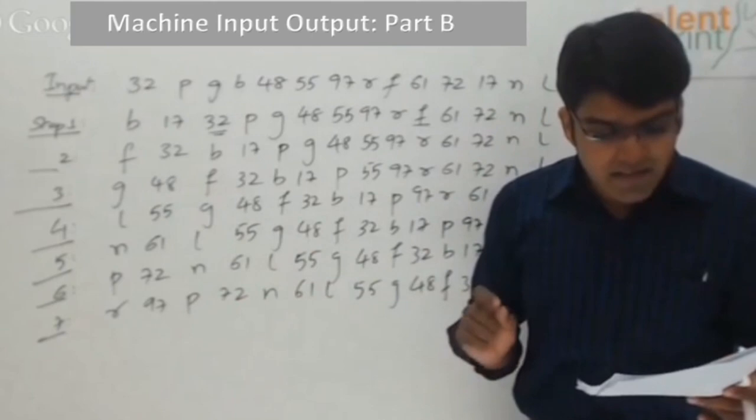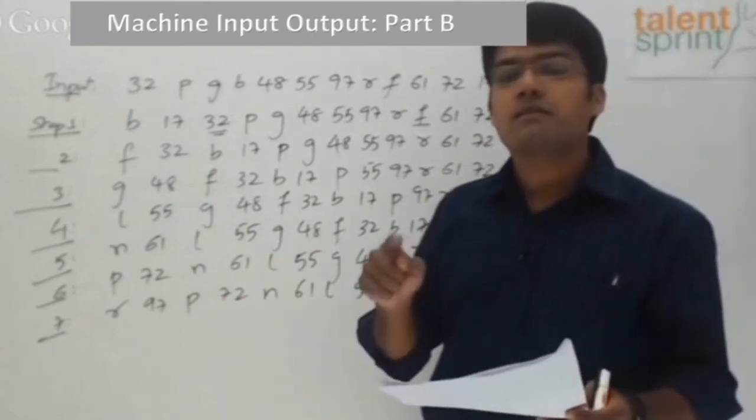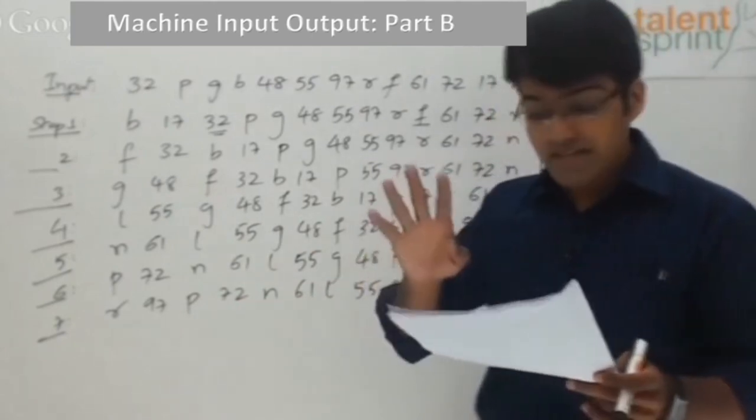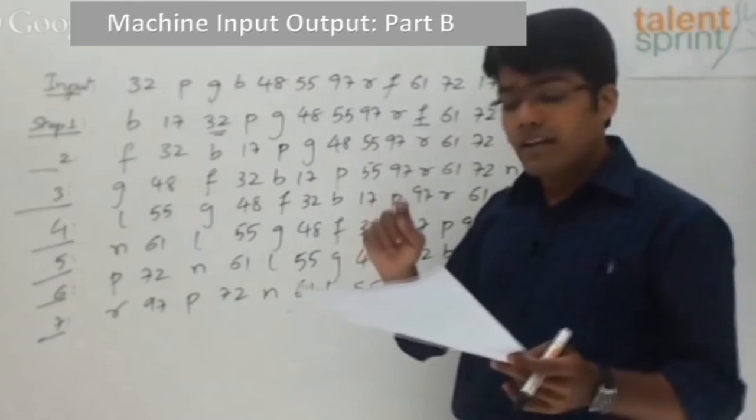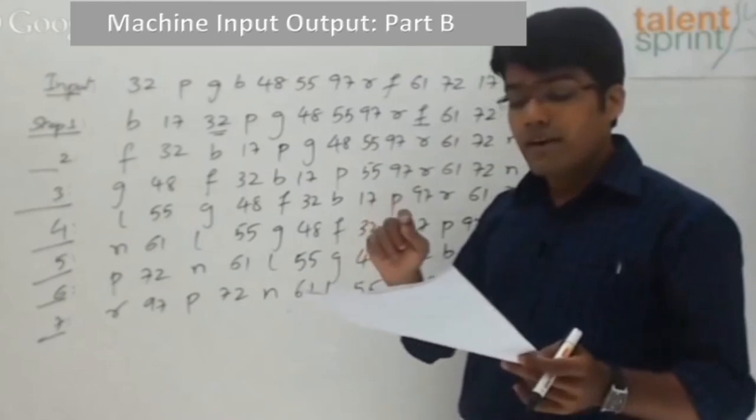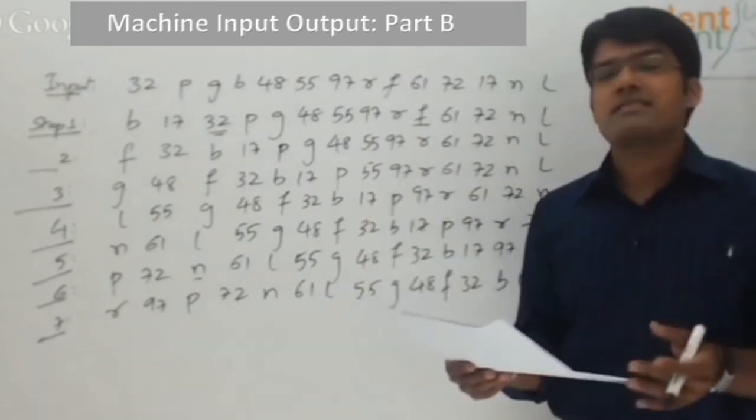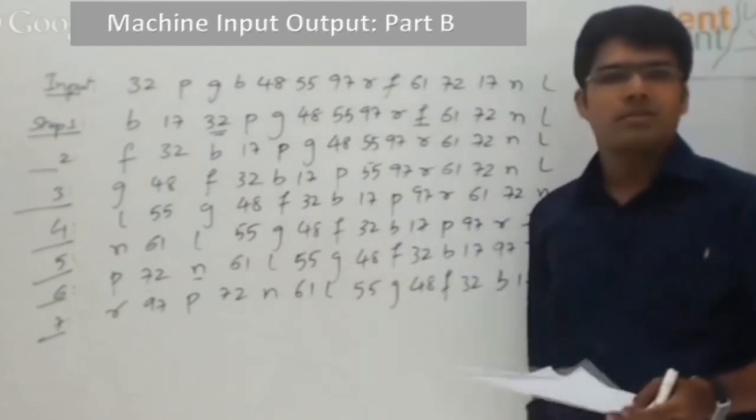Which of the following is third element from the left end of step 6? Third element from the left end of step 6. This is step 6. Third element from the left: 1, 2, and 3. What is this? N. So your answer should be N. Nice. Option 4. So answering questions doesn't take any time. Only this step-by-step process is important.